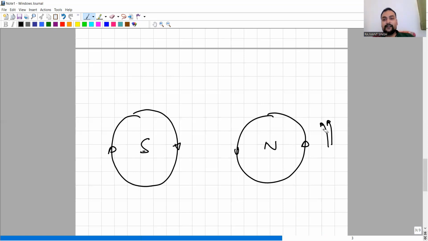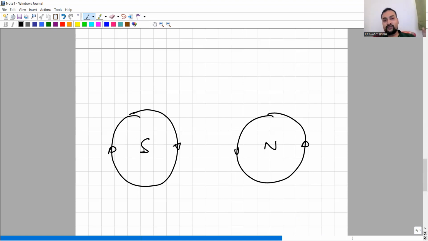And if I do the other way, if I make my fingers in an anti-clockwise direction, then I'll find that my thumb is pointing inward. That means the inward side is the north, and the side that I am into becomes south. Okay, the inward side becomes north, and the side that I am into will become south.